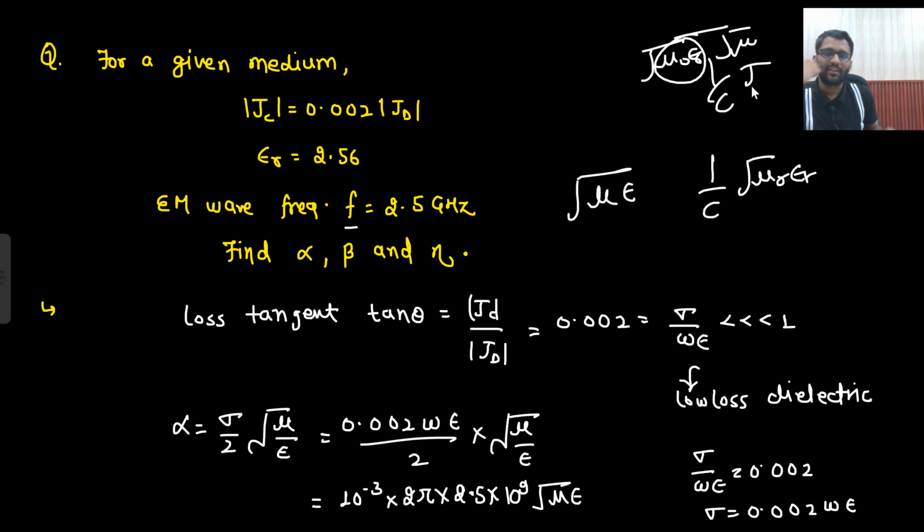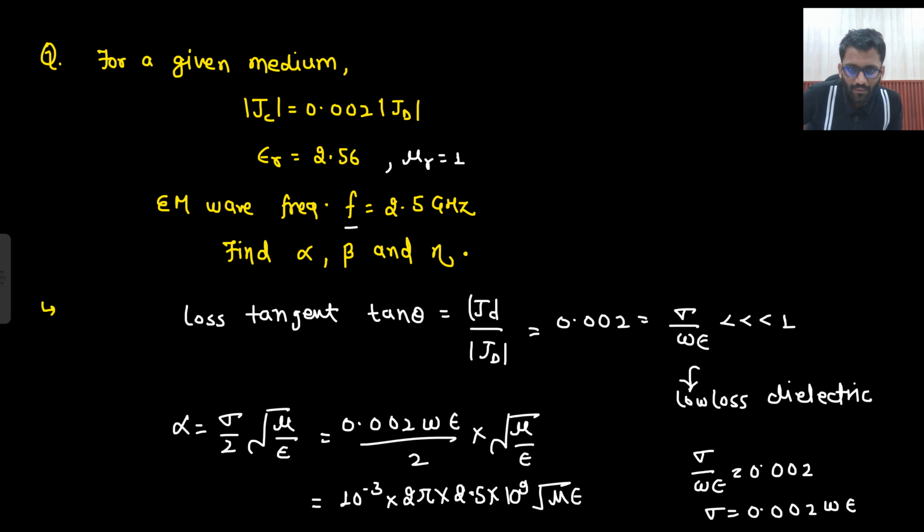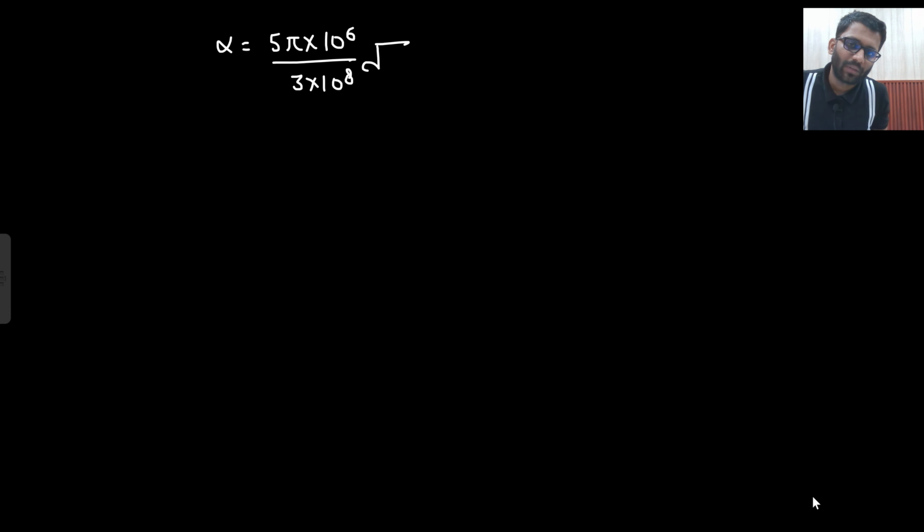And here it should have been mentioned that mu r is equal to 1. Very sorry for this error. It should have been mentioned in this question that mu r is equal to 1. Okay, so let's take this calculation on the next page. So now my alpha expression is equal to 5 pi into 10 to the power 6 divided by c, that is 10 to the power 8, under root epsilon r. Under root epsilon r is 2.56.